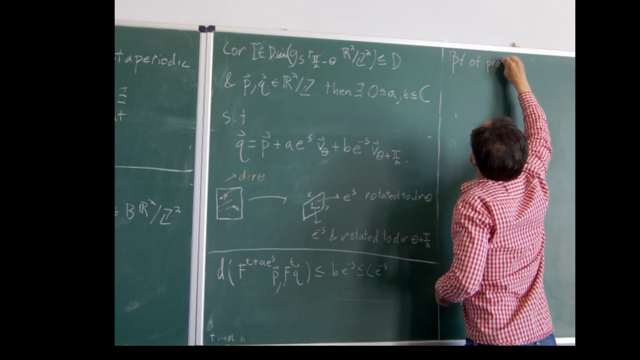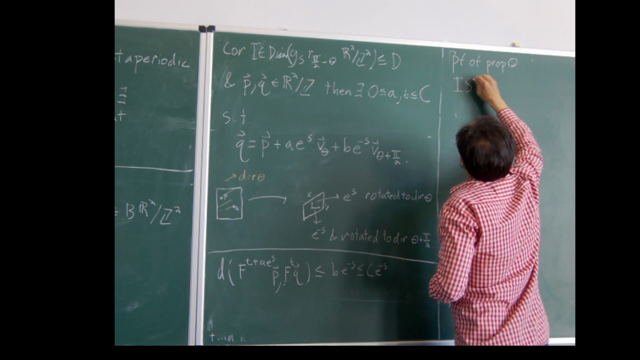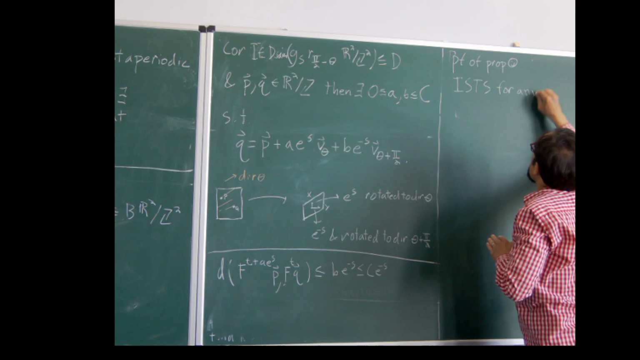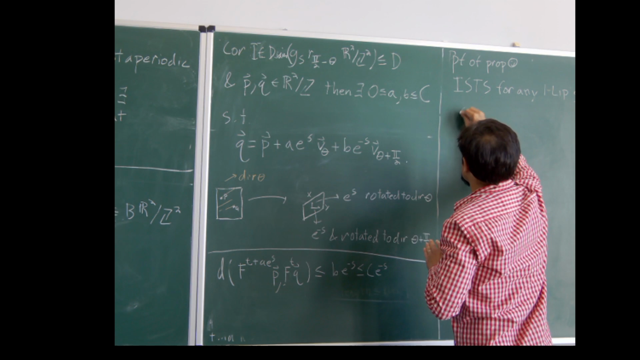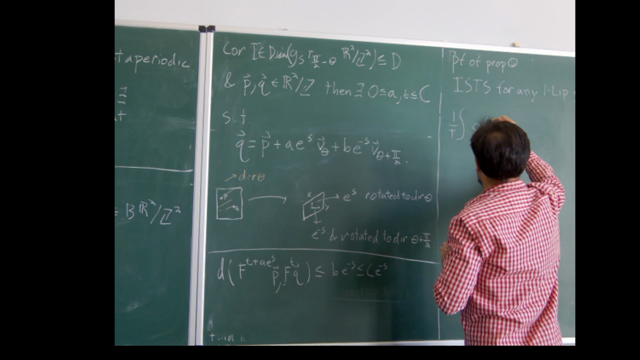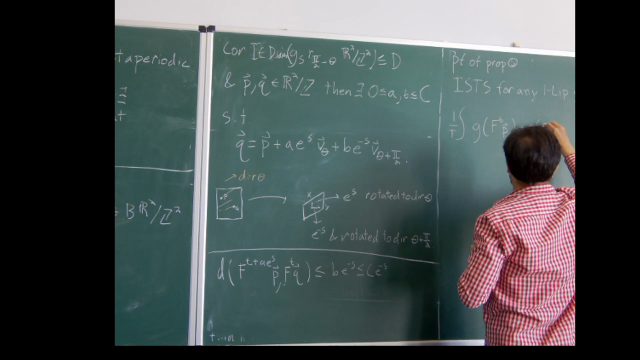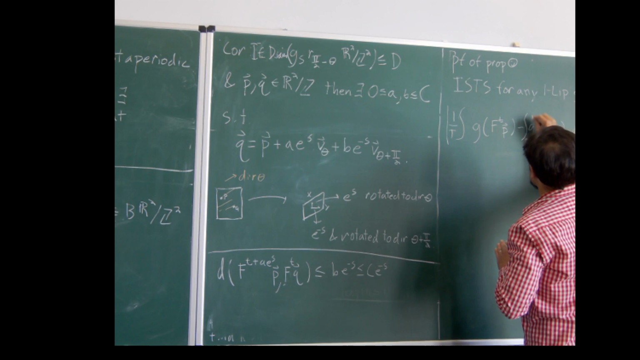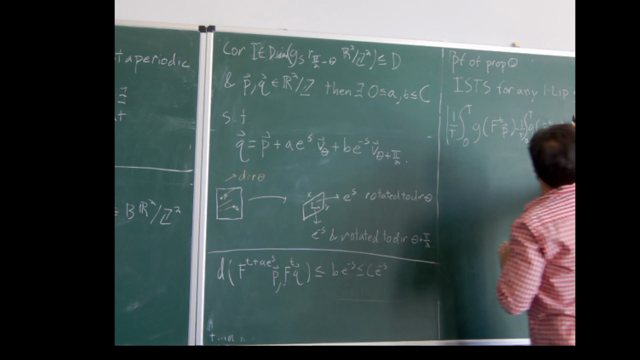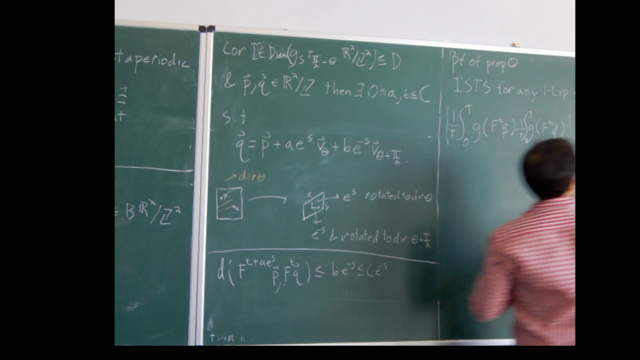It suffices to show, for any one-Lipschitz G and epsilon bigger than zero, that the integral of G of F to the T of P minus G of F to the T of Q is in absolute value less than 10 epsilon. Okay, I think I'll end up with a 5 epsilon in the argument. Everybody happy about this? Okay.